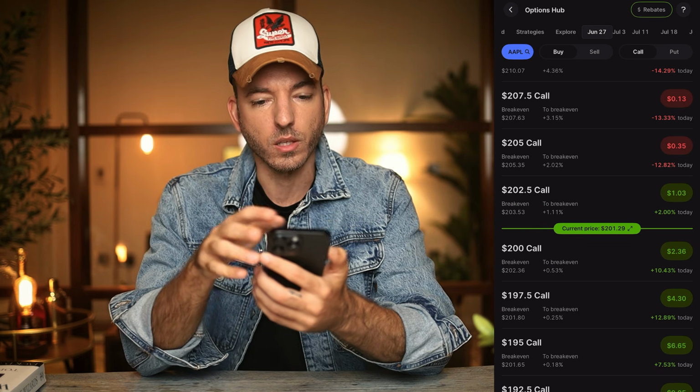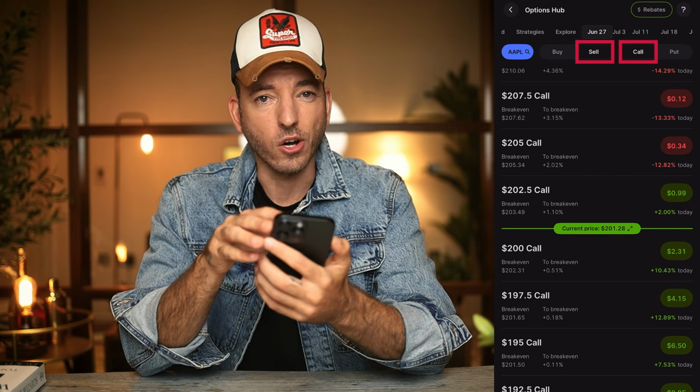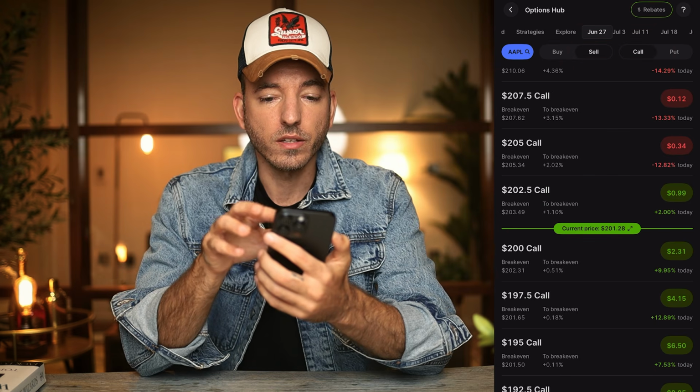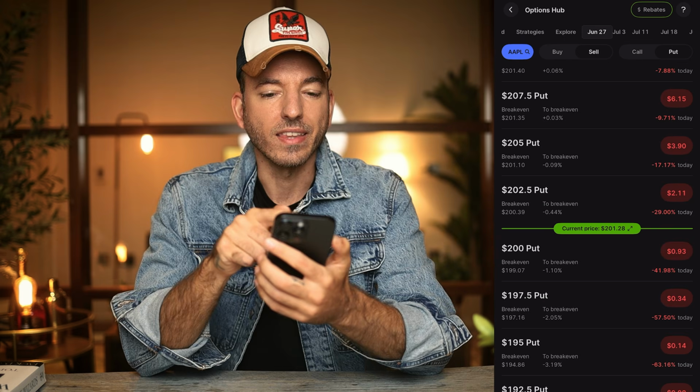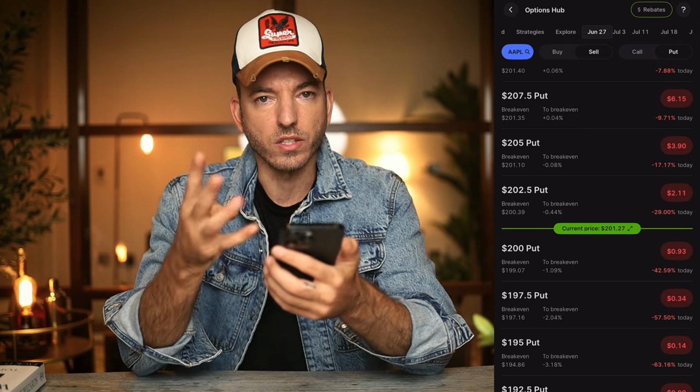You can sell a call or sell a put, and this is what this indicates. If I go sell, now I'm at sell call. And then if I click the call button, you see it toggles back to put, and then I can sell a put. All right, so those are the 4 basic trades, and everything really revolves around these 4 basic trades.